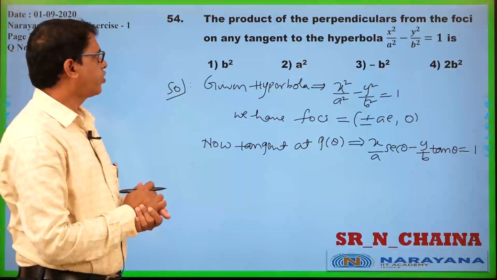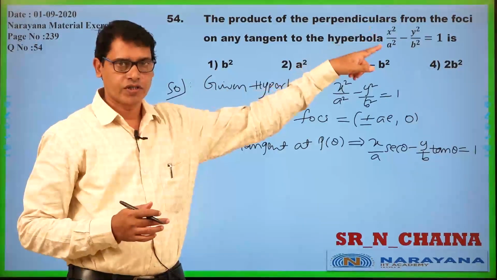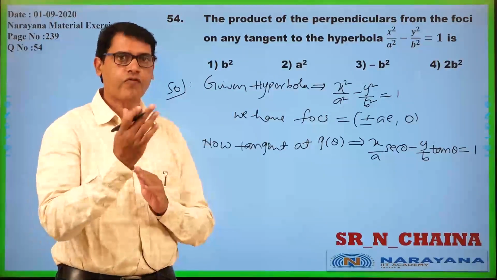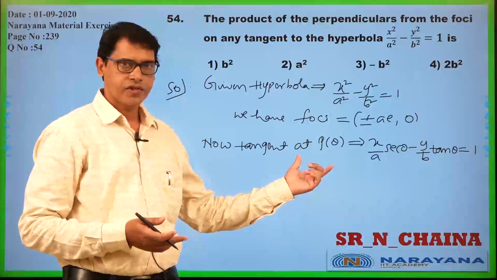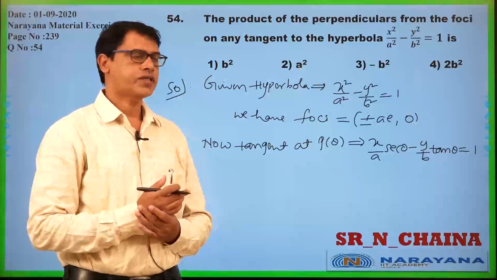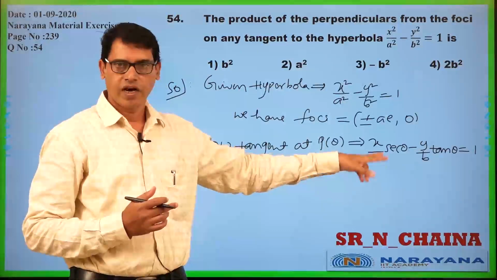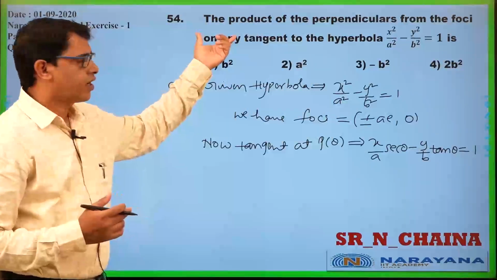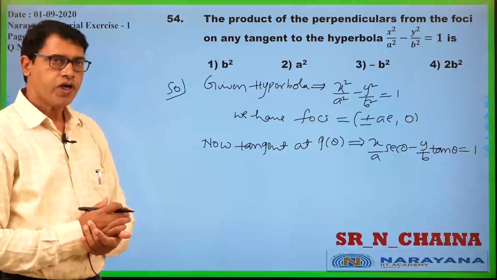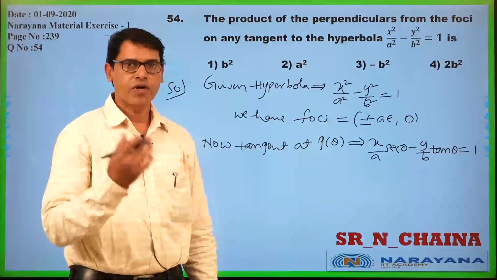So here, what do we need to find? We need to find the product of perpendiculars from the foci. Means, first find the perpendicular distance from one focus to the tangent. That is one perpendicular. Then next take the other focus, again find the perpendicular distance from the other focus to the same tangent, another perpendicular, then take the product of those two. So then we get the required value. Okay. Now let us take the focus one. Let us take first AE comma 0.